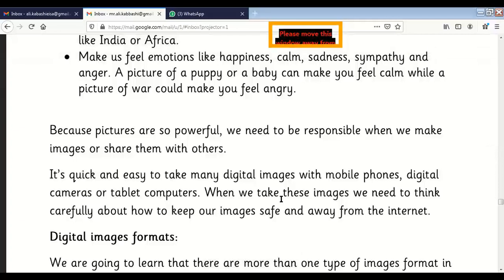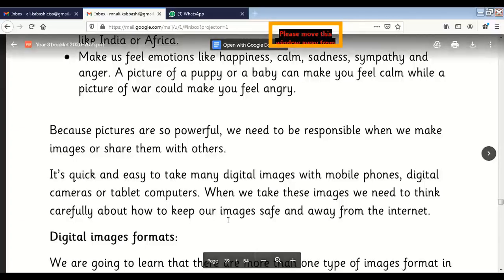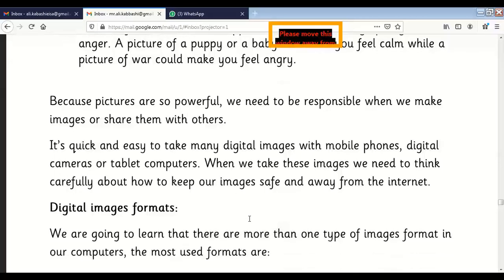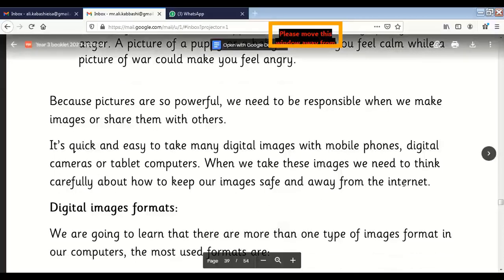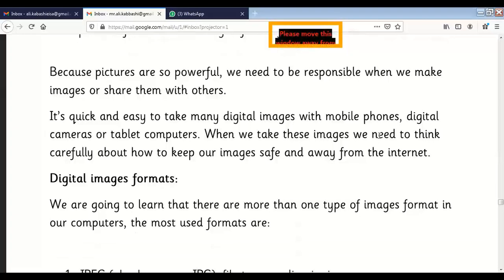And when we take these images, we need to think carefully about how to keep our images safe and away from the internet. Okay? You do not send just any picture to anyone on the internet, your picture or a picture of your family or anything. If you want to send anything, you have to consult your parents first. You have to ask your parents. This is a safe way to use the internet and to share pictures or images.